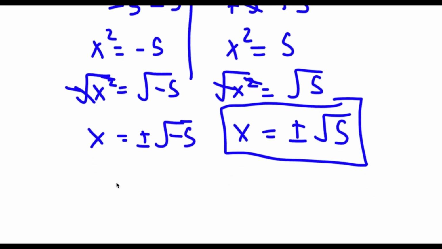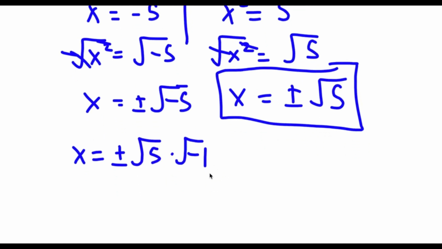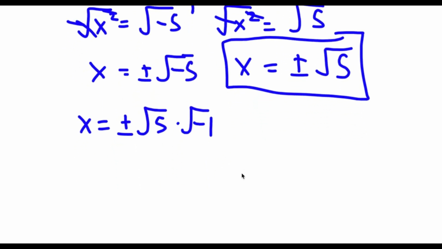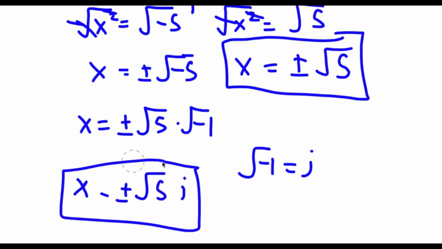However, the square root of negative 5, this is the same thing as the square root of 5 times the square root of negative 1. And if you guys didn't already know, the square root of negative 1 is equal to the imaginary number i. So x is equal to positive or negative square root of 5 i. So these are my 4 solutions to this problem.